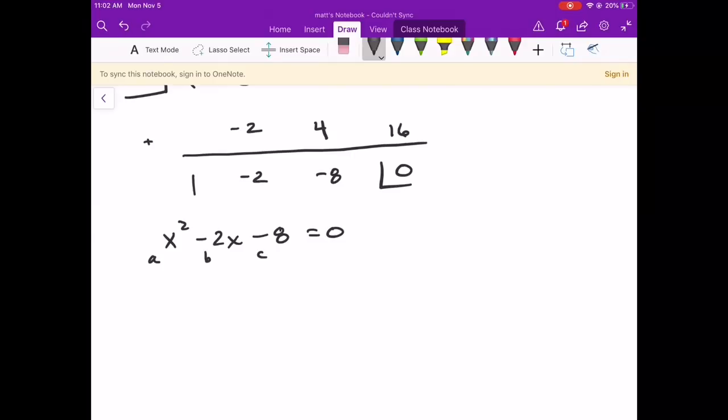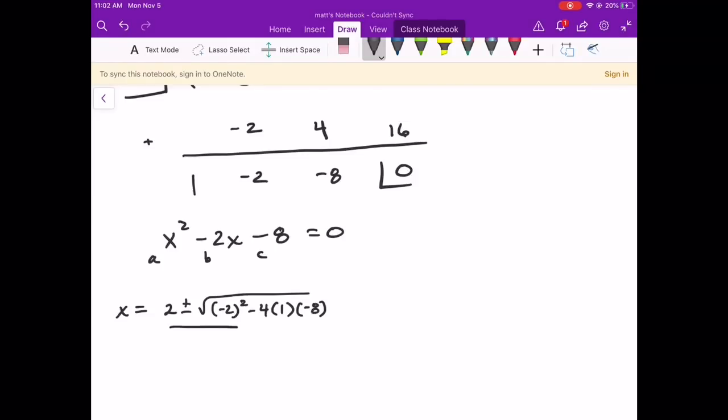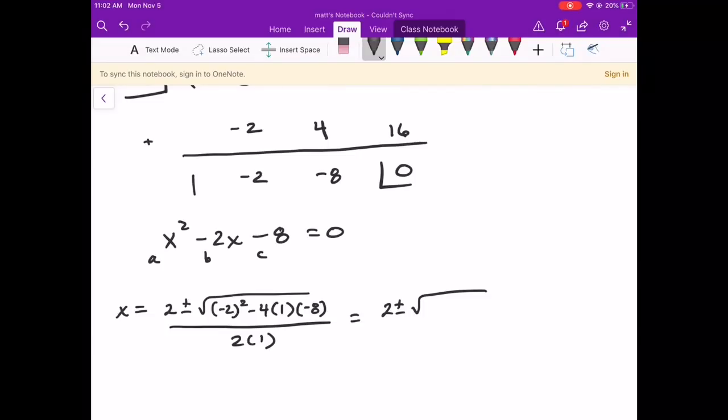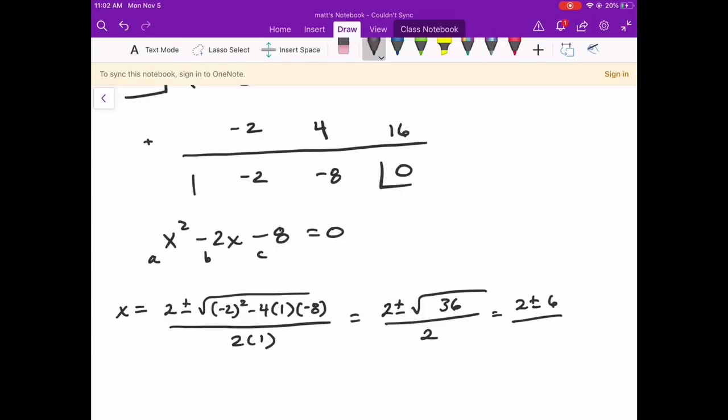So I'm going to go ahead and do x equals the opposite of b plus or minus the square root of b squared minus 4ac, and all of that's over 2 times a. Simplifying underneath my radical, 2 plus or minus the square root. That's going to be negative 4 times negative 8 is 32, plus 4 is 36, over 2. So that works out quite nice for me. 2 plus or minus 6 over 2.